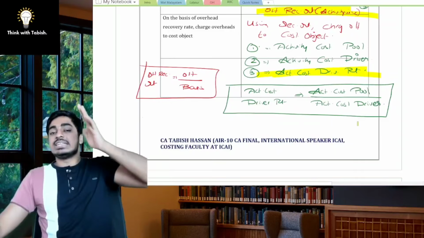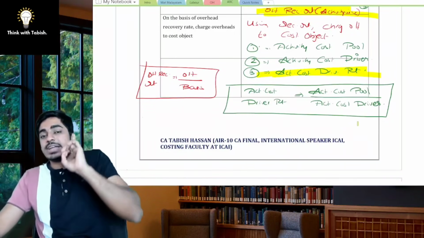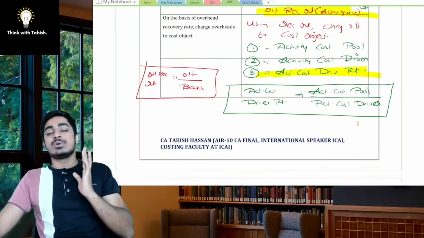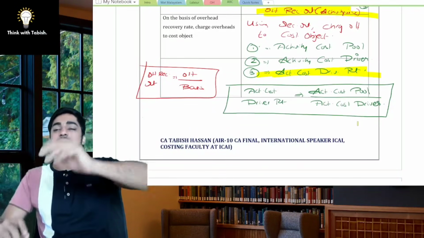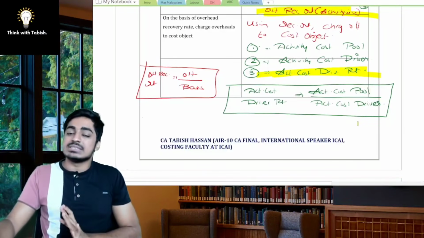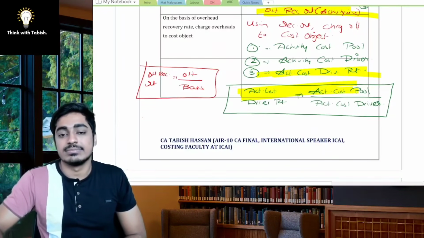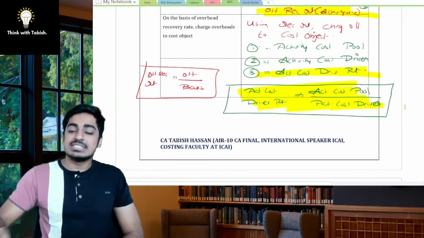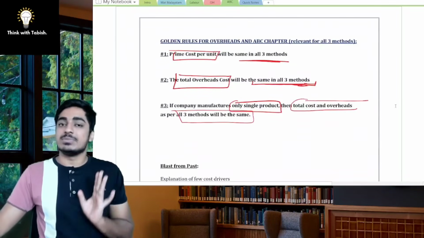So how do we get it? Generally, we write overhead recovery rate is equal to overhead divided by basis. Here, what are we going to write? Activity cost driver rate is equal to activity cost pool, which is the overhead, divided by activity cost driver, which is the basis. As simple as this. This is all we have in activity based costing.